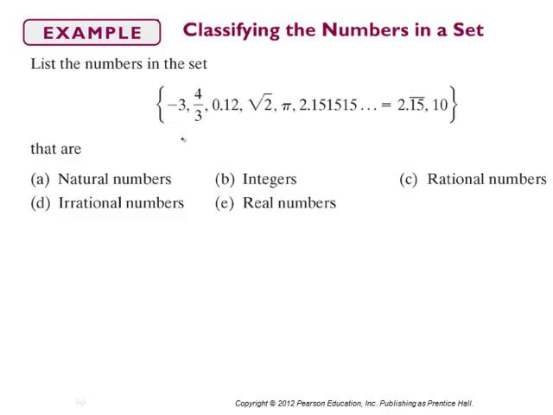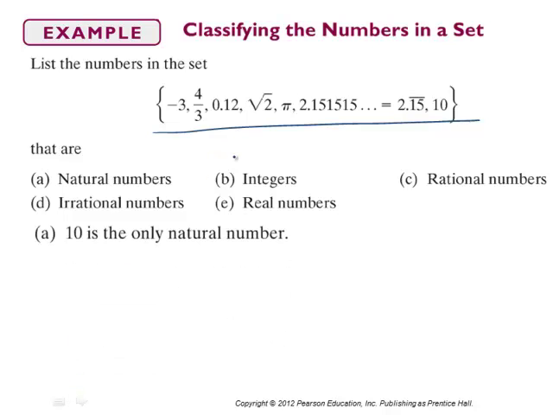Moving along here, so here's a quick exercise. Look at this set of numbers and see if you could pick out the natural numbers, the integers, the rational numbers, irrationals, and the real numbers. Now, starting off with the natural numbers, 10 is the only natural number. Remember, natural numbers are basically positive integers. And then the next one, part B, is the integers. The integers are going to be the positive or negative whole numbers together with 0. So that includes the 10 and the -3.